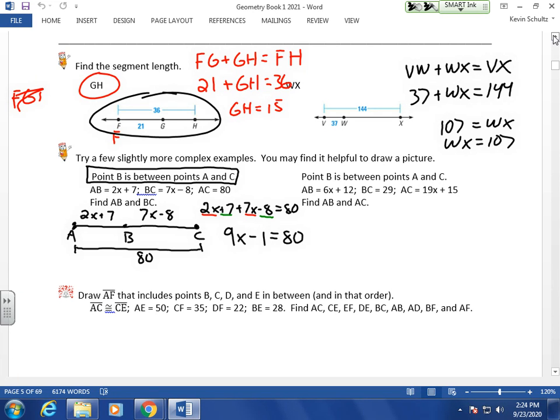And it becomes a fairly simple two-step equation to solve. We start by adding 1 to both sides, dividing both sides by 9 to get x by itself, and we get the value of x equals 9. Which is our answer, right? Yes. No! Because what was the question? What were we trying to find?